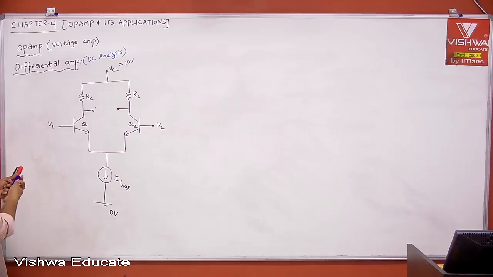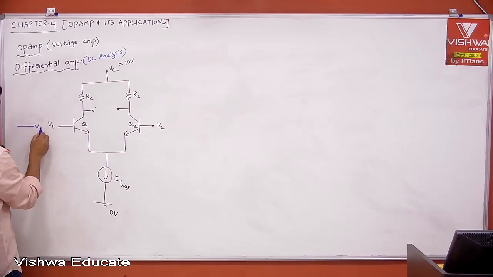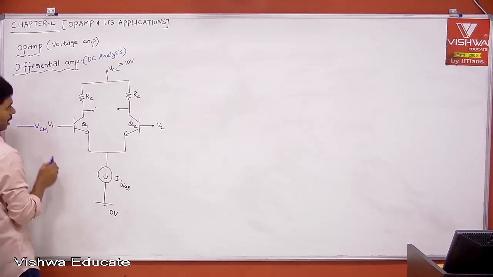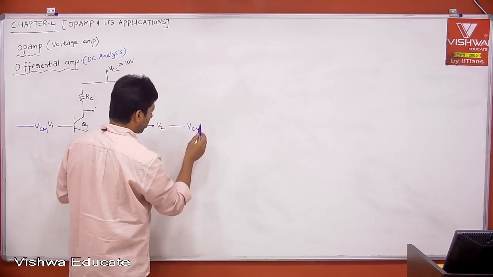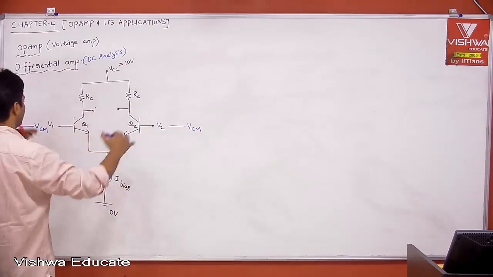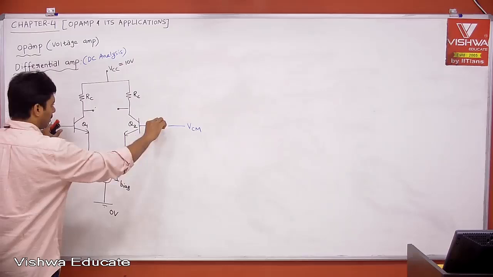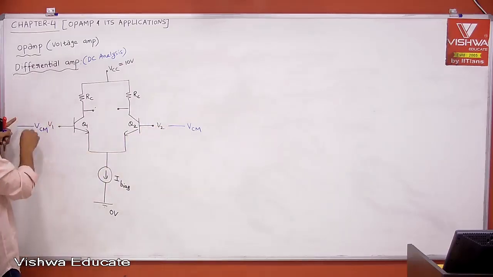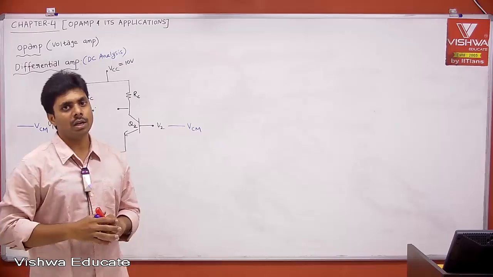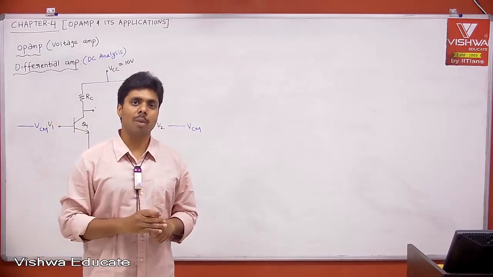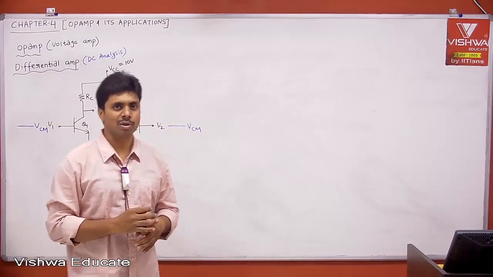Now, listen. The signals whatever you want to amplify, let us say this is the common mode signal. I'm just defining it as a common mode signal. And this is also a common mode signal. When you say common mode signal, it is the signal which is common for both the inputs. Let us say V1 is equal to V2. Then you give an AC signal, that is also a common mode signal. It is not necessarily that only a DC voltage is a common mode signal. The signal which is common for both the inputs is what is called a common mode signal.